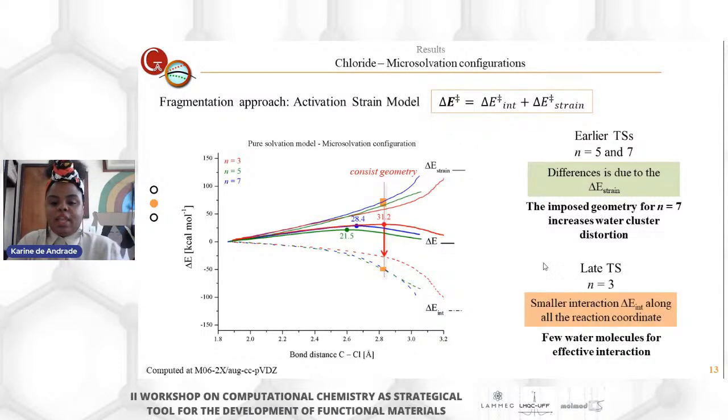Now, looking at the late TS with 3 water molecules, we can see that there is a smaller interaction, and the interaction is the stabilization factor. So we conclude that a simulation using 3 water molecules has too few waters to identify the effective interaction between the fragments. So we need to simulate more water molecules.